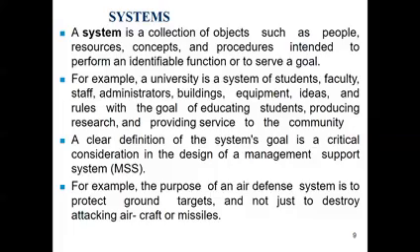System. A system is a collection of objects such as people, resources, concepts, and procedures intended to perform an identifiable function or to serve a goal. For example, a university is a system of students, faculty, administrators, buildings, equipment, ideas, and rules with the goal of educating students, producing research, and providing service to the community.